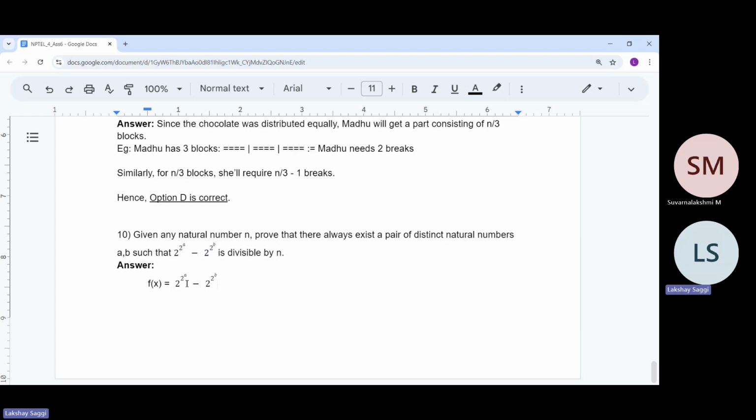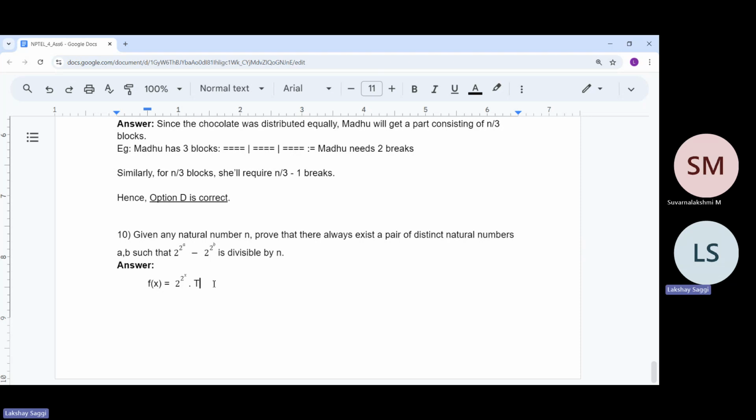So just consider the function f of x equal to 2 raised to the power 2 raised to the power x. See, this value is just equal to f of a, and this value is just equal to f of b. So this is the function f of x equal to 2 raised to the power 2 raised to the power x.